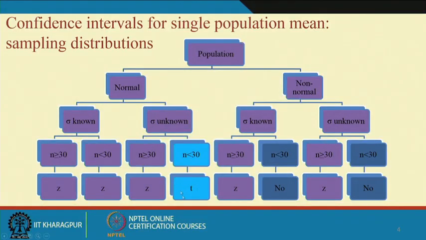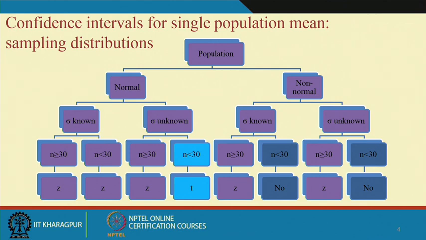So, in that case, you are required to use the T distribution, which I already explained in the last class. It is basically Z divided by the square root of chi-square by its degrees of freedom, and this quantity satisfies this condition. Okay. Now, what will happen for the non-normal situation?